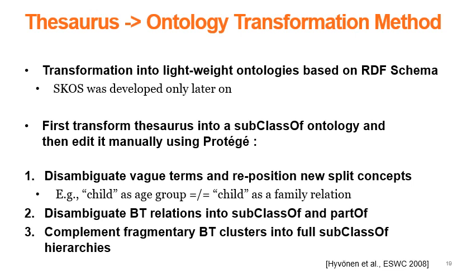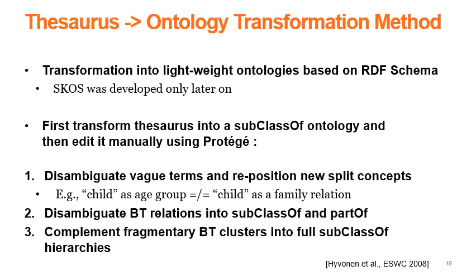Firstly, many terms in the thesauri turned out to be vague, and we had to disambiguate their meanings and reposition the split meanings into different parts of the ontology. For example, the concept of child. Is it an age group or is it a family relation? Makes a big difference.